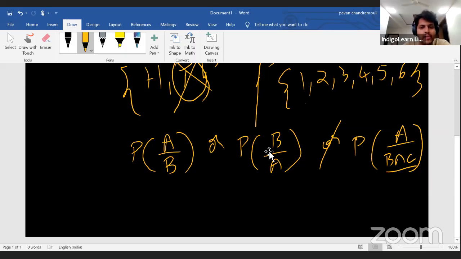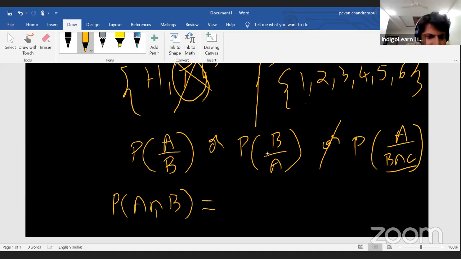So now let me write how you derive the formula for P of A by B or P of B by A. Please don't try to remember the formula. Let's discuss only one thing, guys. What does P of A intersection B represent? Let me ask you a very simple question. What does A intersection B mean? A happened and B happened. Intersection means and. So A happening and B happening.